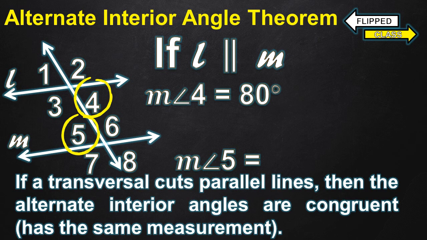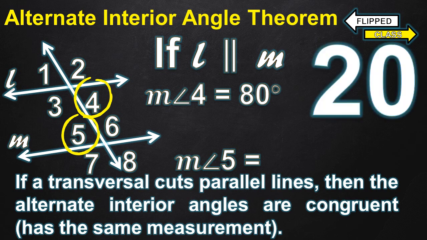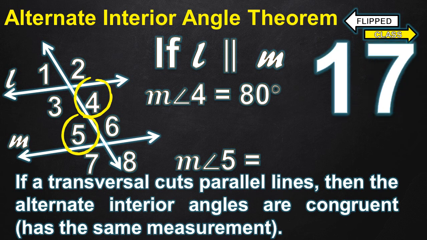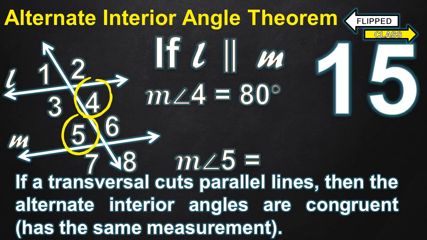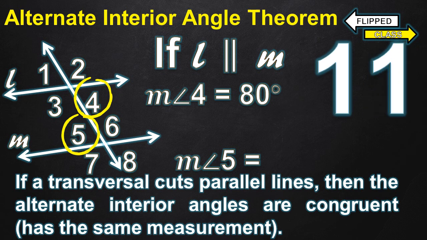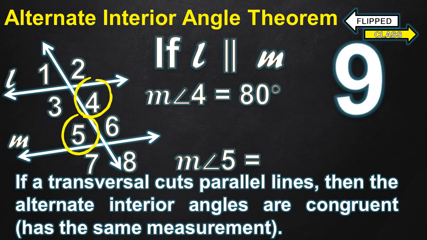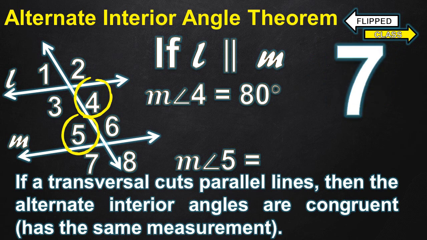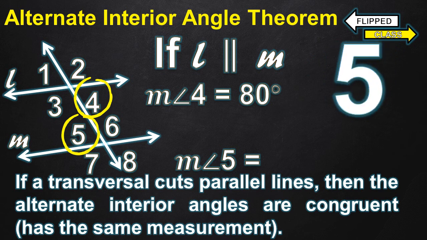Please analyze and prove this first before we say that this is true. How do we show that the measurement of angle 5 is also 80 degrees? What do you think?